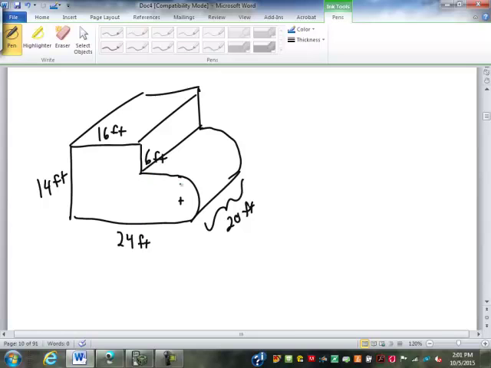This base is not a simple shape, so we have to break it down to find its area. Obviously, that half circle has to be cut off, and we're going to cut this across here.